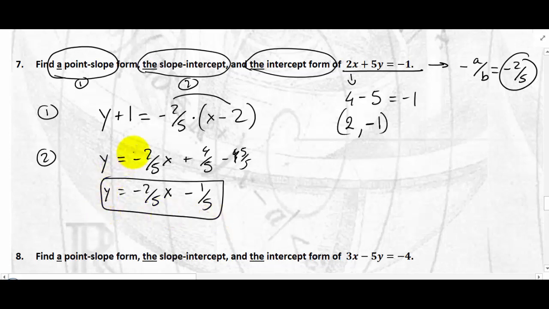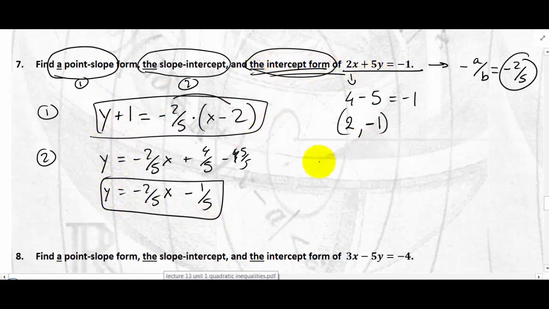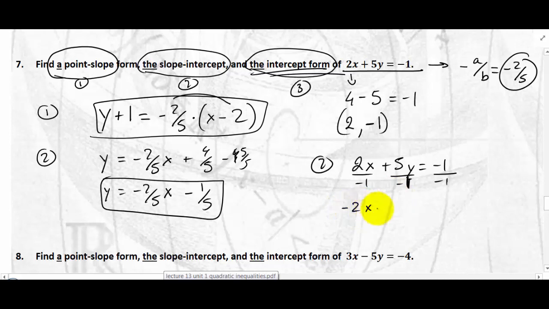Here's the slope intercept. Last one, the intercept form. So for this one, number 3, I'm going to start with 2x plus 5y equals negative 1. And I'm going to divide both sides by negative 1. So what do we have? We have negative 2x minus 5y equals 1.